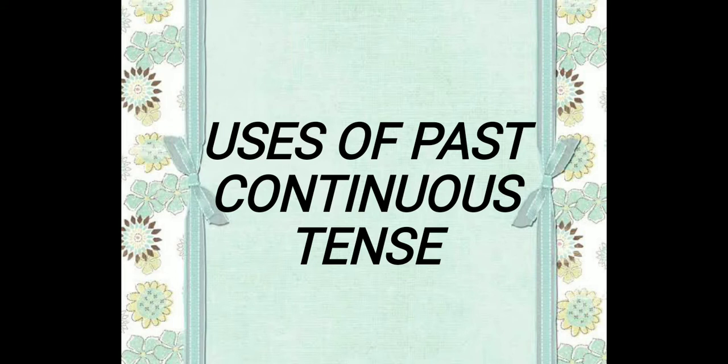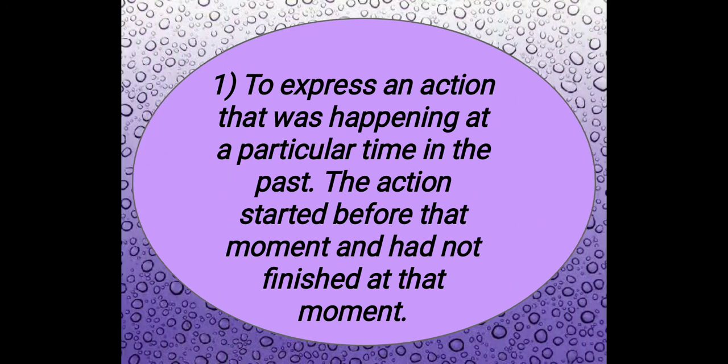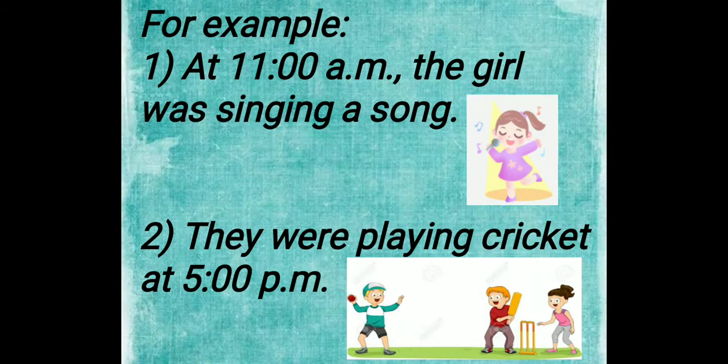Now, let's learn about the uses of past continuous tense. First is to express an action that was happening at a particular time in the past. The action started before that moment and had not finished at that moment. Here it means that past continuous tense expresses an action that was happening or going on in the past at a particular time. For example, first, at 11 am, the girl was singing a song. Second, they were playing cricket at 5 pm.